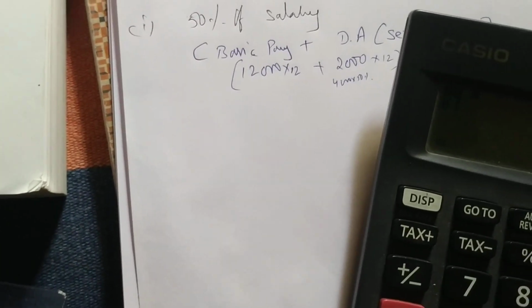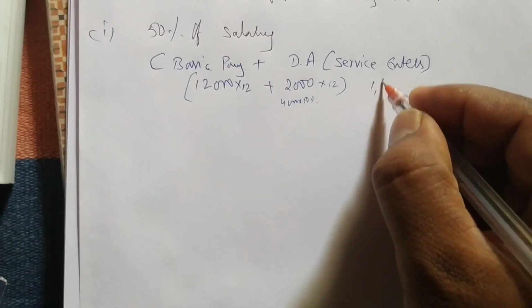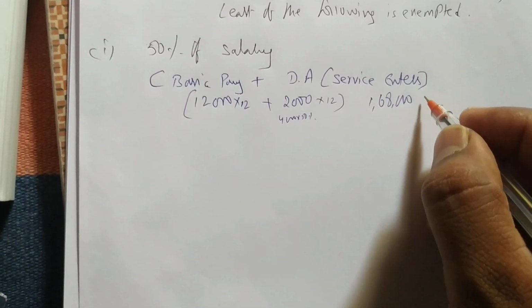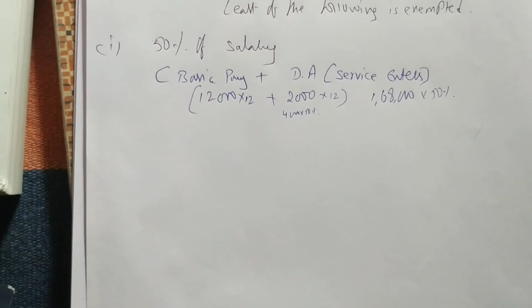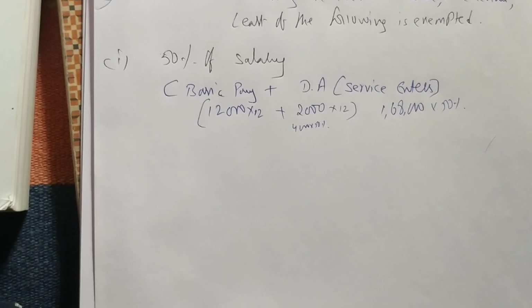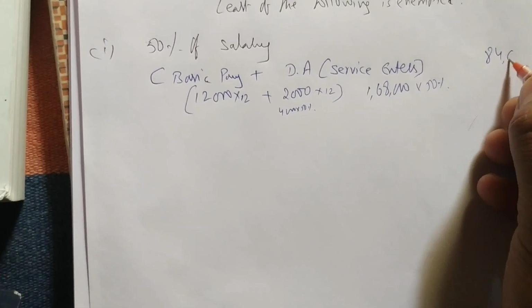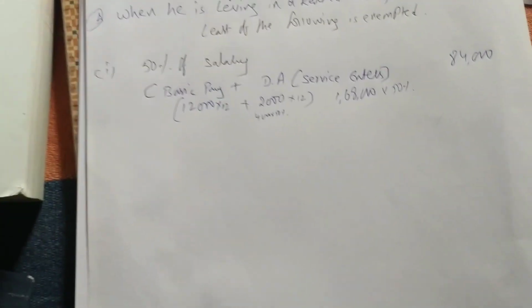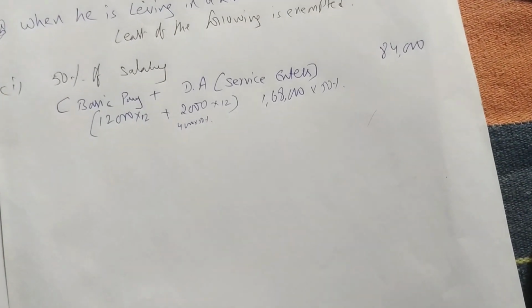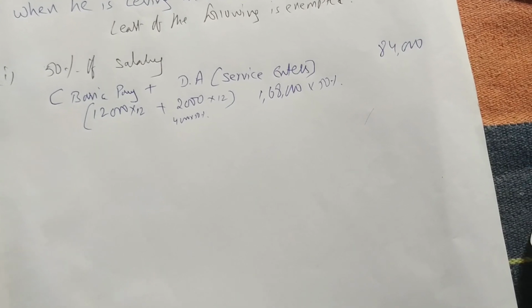into 12 months. So we are getting 1,68,000 as total salary. We have to take 50% of it. 1,68,000 into 50%, getting 84,000, 50% of salary.